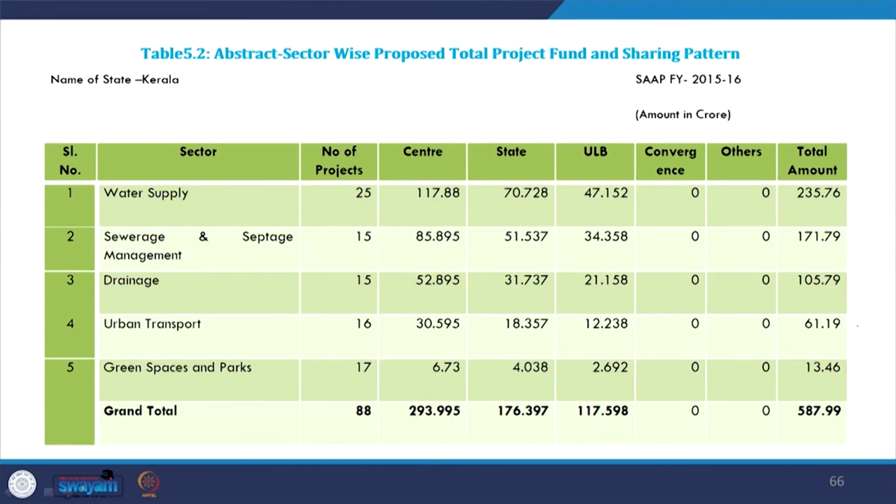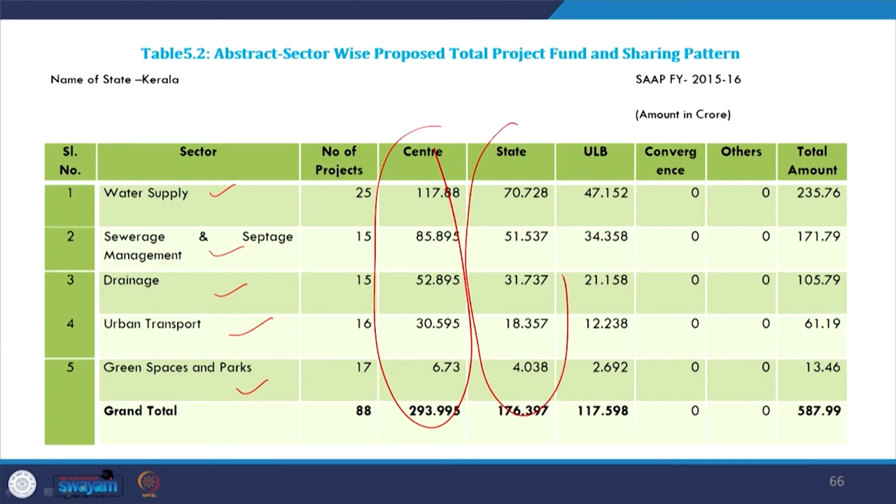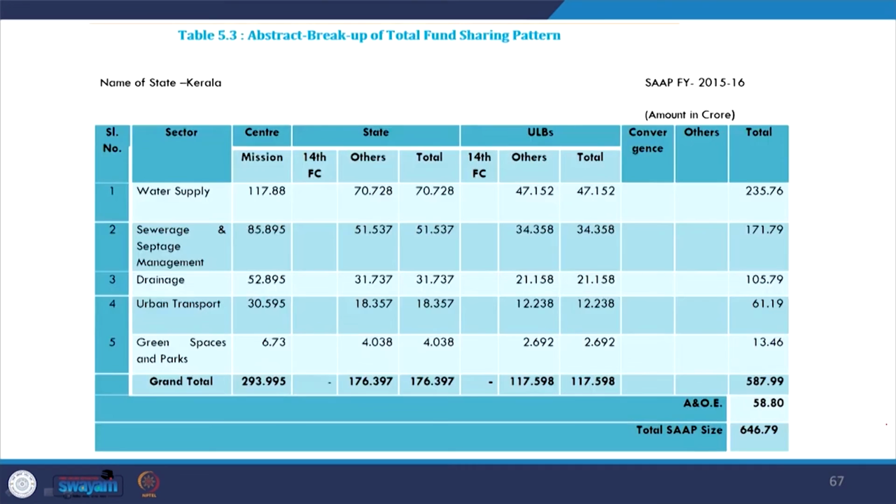We further see how sector wise, earlier you saw city wise, now you can see sector wise: water supply, sewerage, drainage, urban transportation, green spaces. For each sector, what the center would contribute, what the state would contribute, and what the ULBs would contribute to the total amount. And further we see how the financial year wise distribution would happen as per the sector, and what load the center, state and ULBs would take.